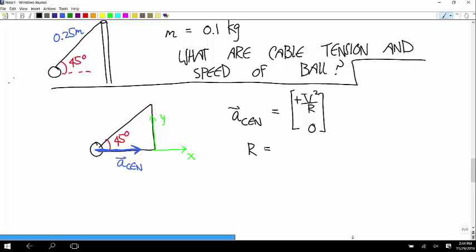We know that r is equal to the length of the string, 0.25, times the cosine of 45. And that is 0.1767, I think. So we can put this value in for r. We don't know what v is. We're trying to calculate that. So this is v squared over 0.1768, and then 0 for y.